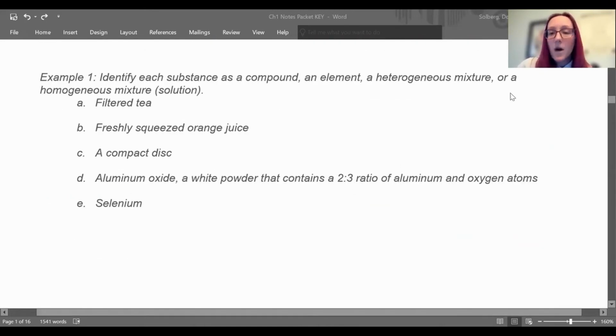I have example number 1 here, and I will have you try this before I give you the answer. It says, identify each substance as a compound, an element, a heterogeneous mixture, or a homogeneous mixture, also known as a solution. Give this a try in the examples, and then I will share the answers.